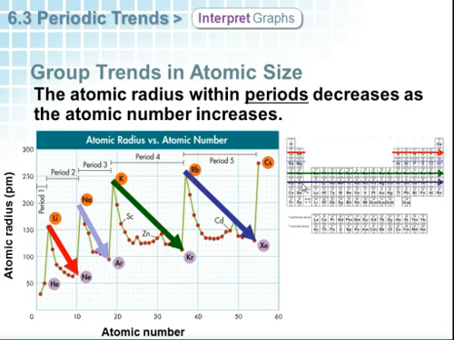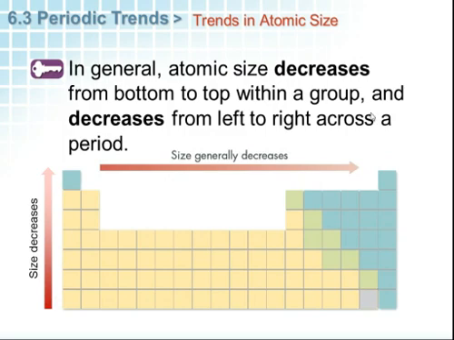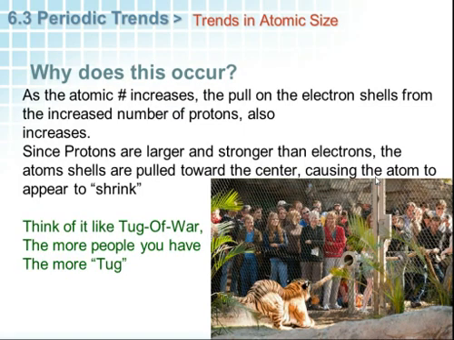Okay, so as I go across the table, the size gets smaller. So there you go. In general, atomic size decreases as I go from bottom to top, and also decreases as I go from left to right. Now, why does this occur? How do I know? What's the purpose? Why shouldn't it just get bigger?